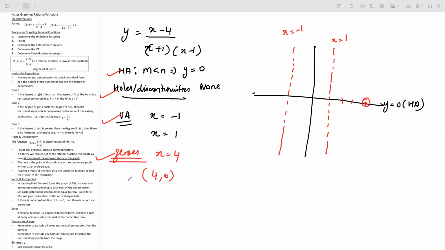Now, how am I going to plot the graph? I have divided this into minus infinity to minus 1, minus 1 to 1, and 1 to infinity, right? Now, the best way to plot this graph is to understand the behavior in each interval. The horizontal asymptote is already drawn. This is my horizontal asymptote. So I don't know how the graph is going to go yet.